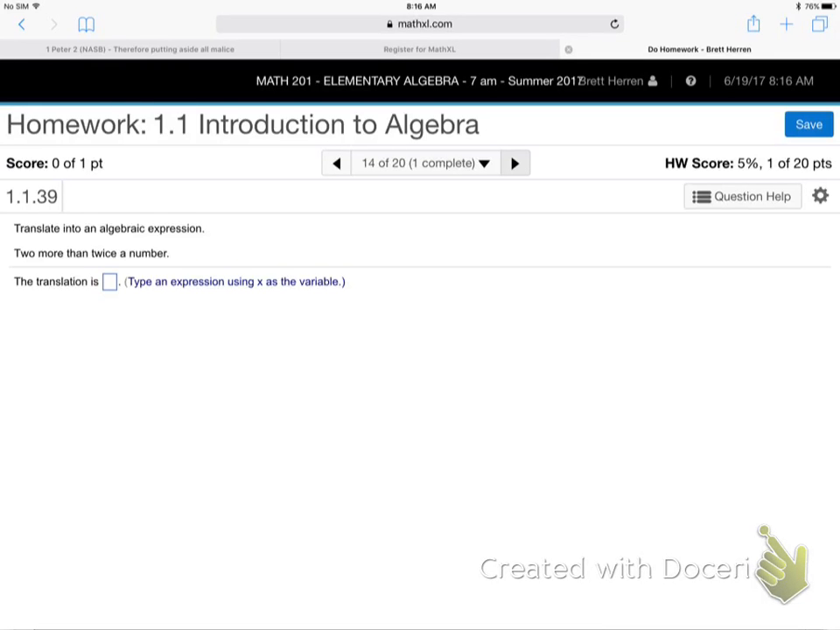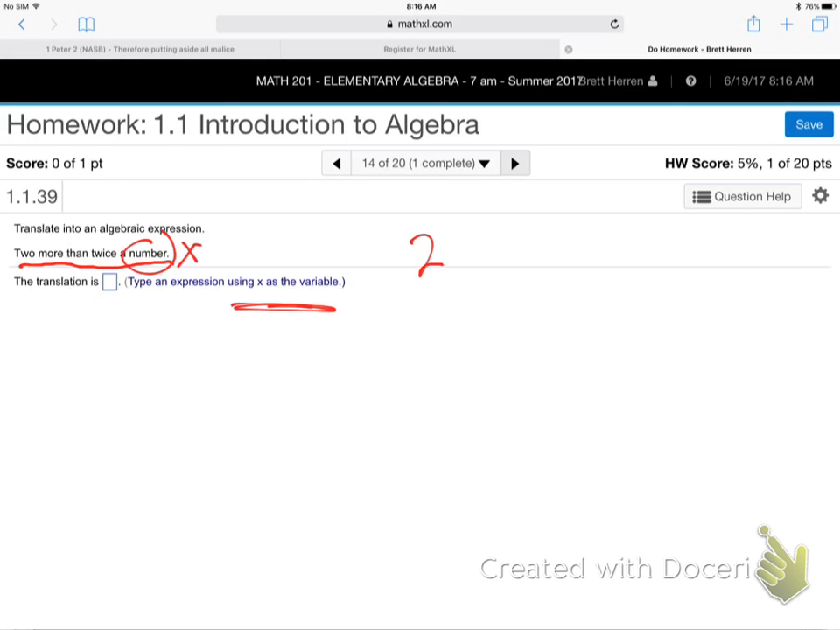So, 2 more than twice a number. It says right here, use x as your variable. When they say twice a number, what's the number? Use x for that. So 2 more than twice x. Can you write an expression for that? 2 more than twice a number, 2 more than twice x. What will that look like? How do you write 2 more than twice x?